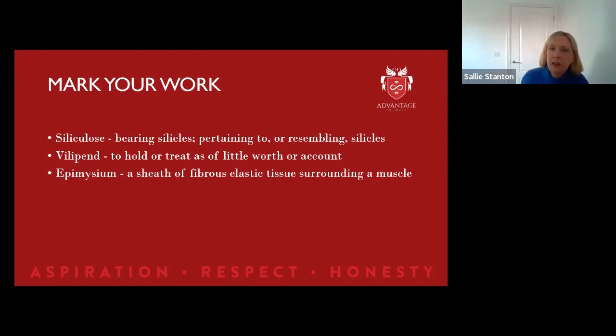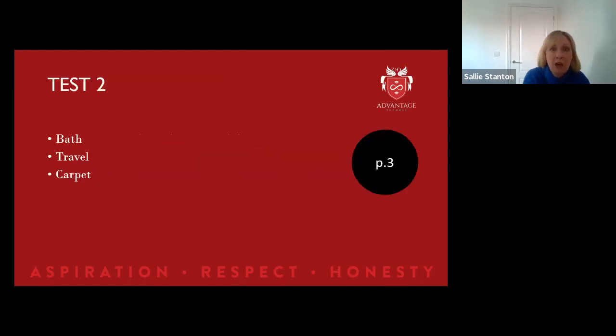Nice work, Andrew. Okay, I'm going to give you another vocabulary test now. It's test 2 in your books again. If you could make a note in there of your definition of each of those words. And for reference, the first word does not mean the place.